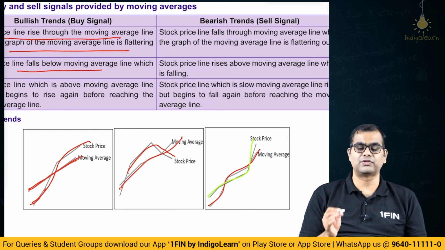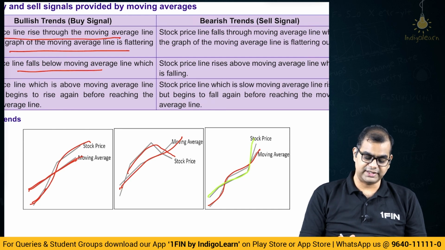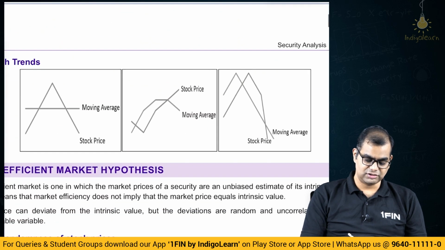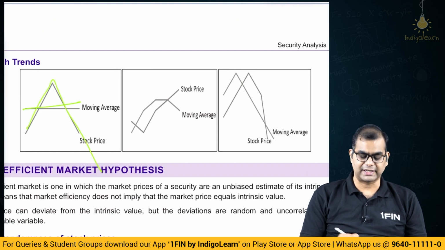So, the stock line cuts it once or twice. These are all bullish sentiments. What are bearish sentiments? Exactly the opposite. Stock price line falls through the moving average line. So, this is the moving average, stock price goes up and then crashes.